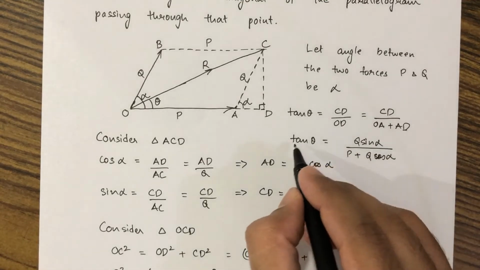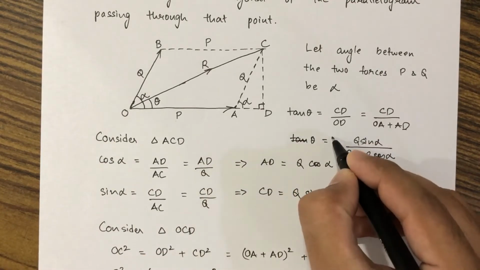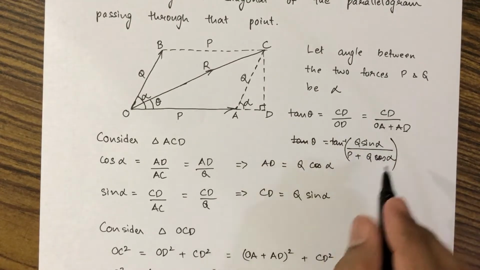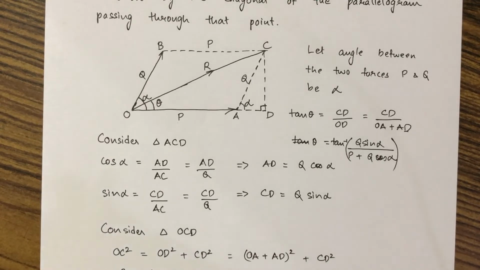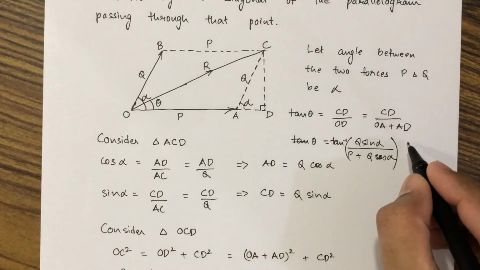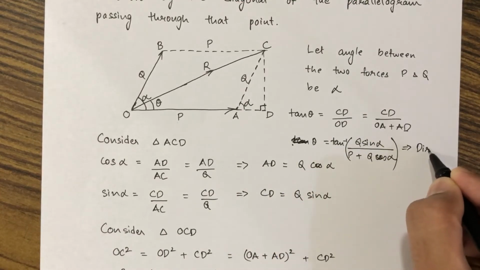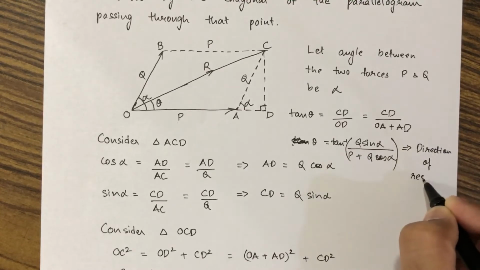Or if we need to find the angle theta, it can be written as theta is equal to tan inverse of Q sin alpha upon P plus Q cos alpha. So this is the direction of the resultant. This theta is the direction of resultant.